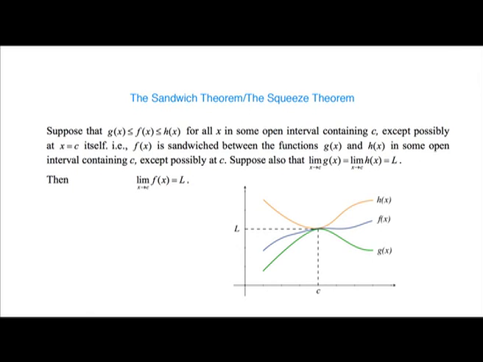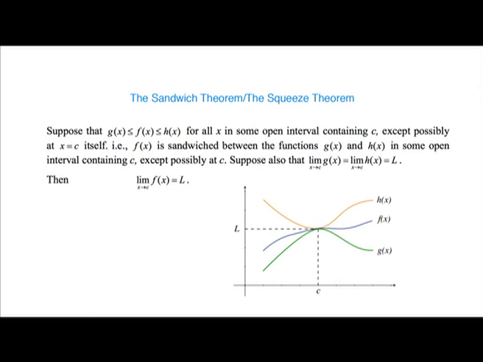In this session, the limit laws we have familiarized with the sandwich theorem for functions. Suppose that g of x less than or equal to f of x less than or equal to h of x for all x in some open interval containing c, except possibly at x equal to c itself. That is, f of x is sandwiched between the functions g of x and h of x in some open interval containing c, except possibly at c. Suppose also that limit of g of x as x approaches c equals limit of h of x as x approaches c equals L. Then limit of f of x as x approaches c is also L.